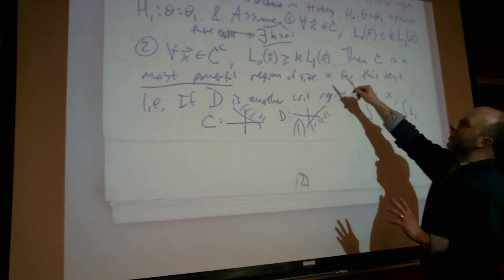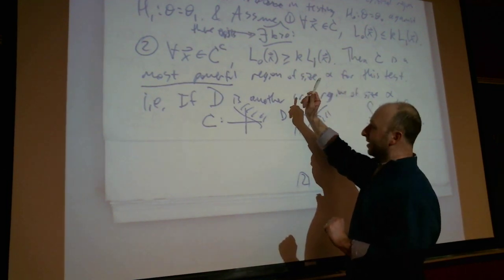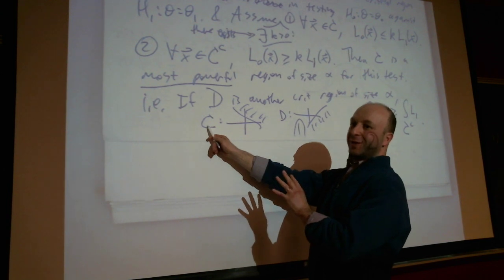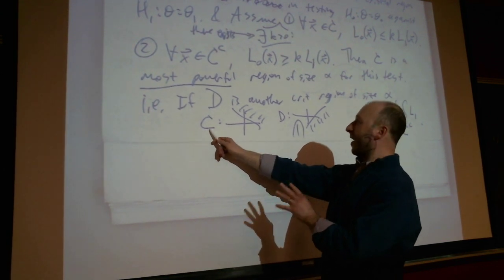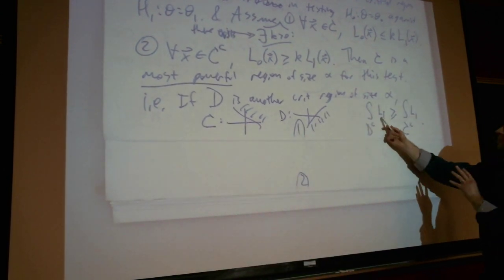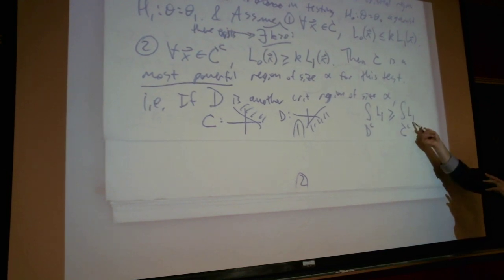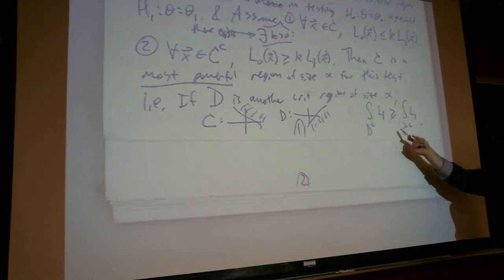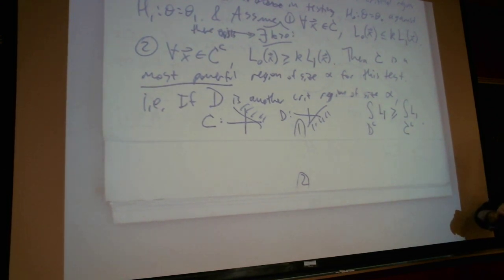But actually, we have a lemma that says, assume that some condition is satisfied, we'll get to the condition in a second, then I know automatically that C is the most powerful region possible of size alpha. So if I have some other region, then its type 2 error is larger than the type 2 error when you use C to reject the null hypothesis, as opposed to using D to reject the null hypothesis.